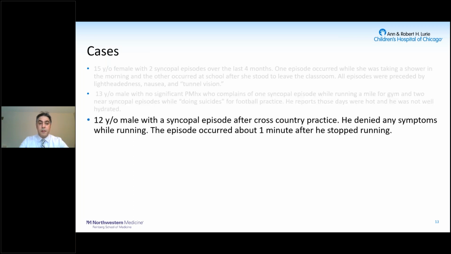A 12-year-old male, again with no significant past history, had a syncopal episode after he finished running a cross-country practice. He denied any issues while running and actually reports he did a really good job. But 1 minute after he stopped, he passed out.